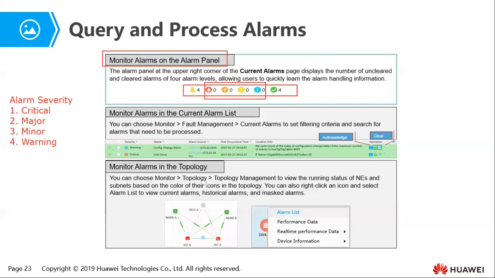Now, if you choose monitor and then fault management, then current alarms, you can see some of the alarms. You can also see historical alarms, for example, alarms that you've already dealt with. Here we can actually see 2 examples. We have a warning alarm that occurred here. We also have a critical alarm, link down. There's a link that went down there.